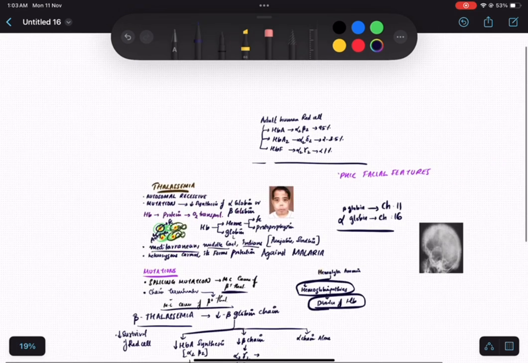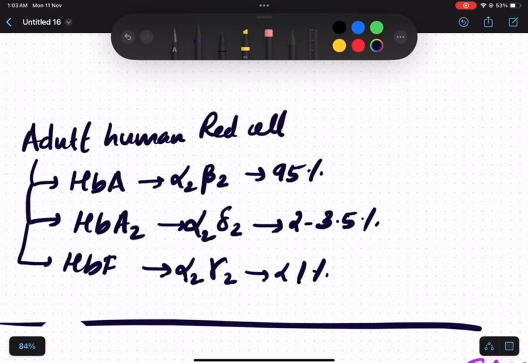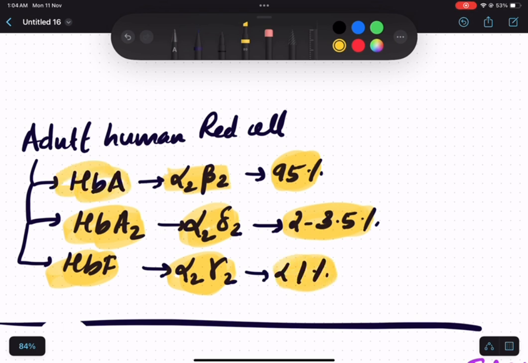And here we should also know that the normal adult red cell consists of three types of hemoglobin: HbA, HbA2 and fetal hemoglobin. HbA consists of alpha 2 and beta 2, and it constitutes the major part of the hemoglobin. HbA2 consists of alpha 2 and delta 2, which constitutes about 2 to 3.5%. And fetal hemoglobin consists of 2 alpha as well as 2 gamma chains, and it is less than 1% of the adult human hemoglobin in the red cell.